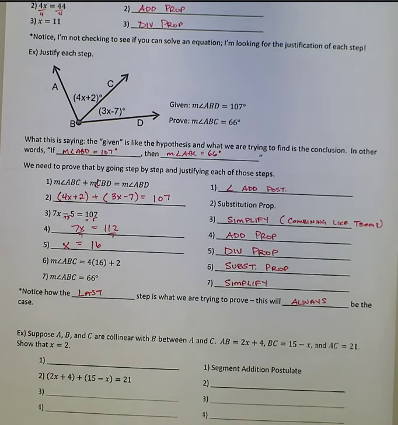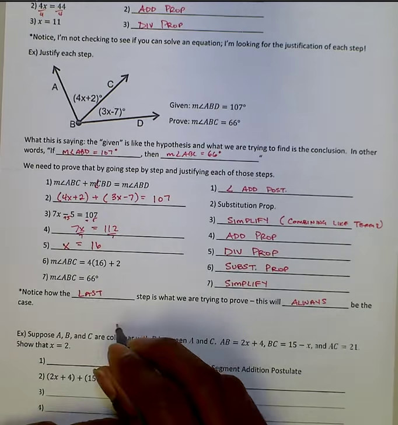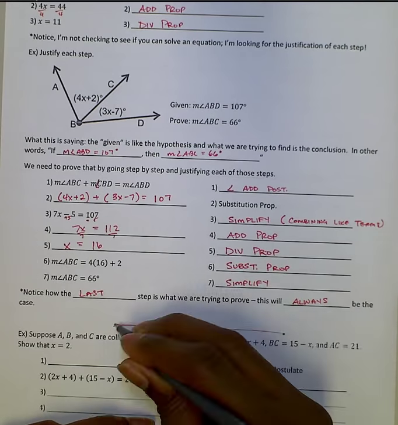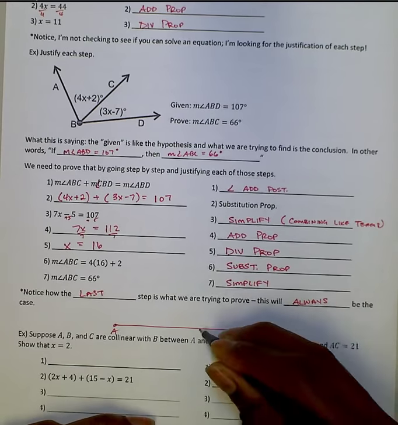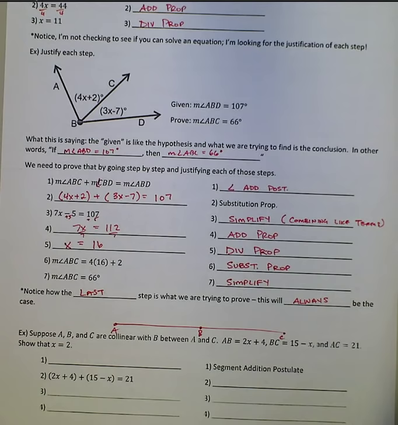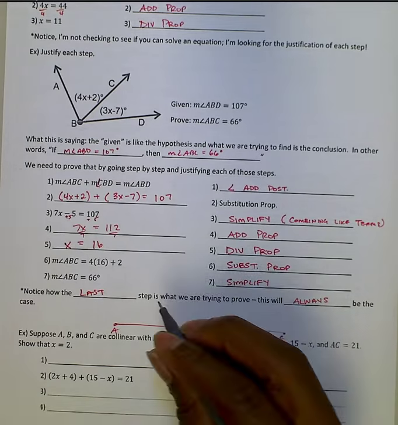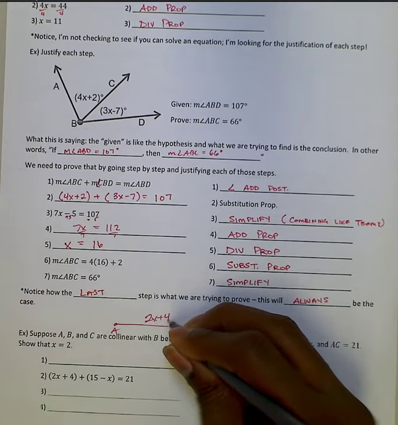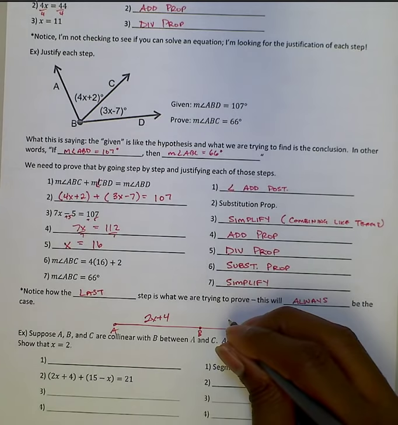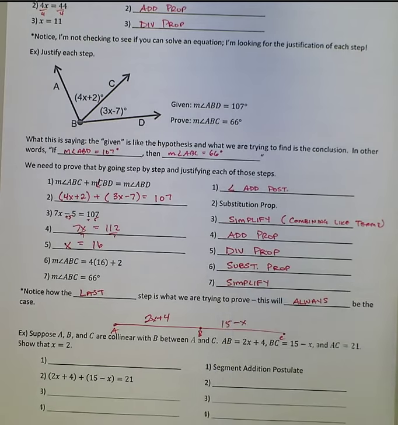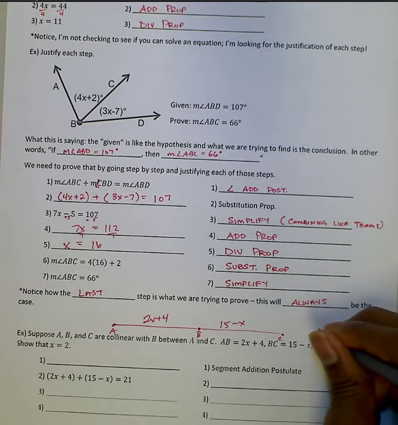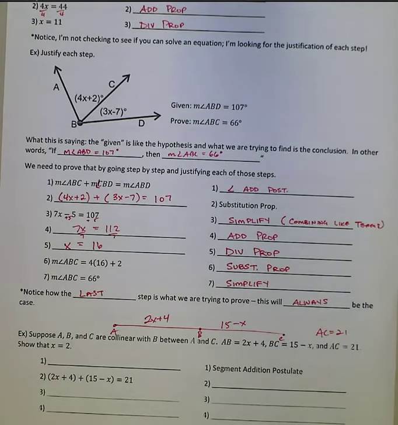All right. So here's a situation we have. Suppose that A, B, and C are collinear with B between A and C. So I'm just going to draw this picture here. A, B, and C are collinear. They said B is between, not in the middle, but just somewhere in between. It tells us that AB is 2x plus 4. They tell us that BC is 15 minus x. And they told us that AC is 21. They want us to show that x equals 2.